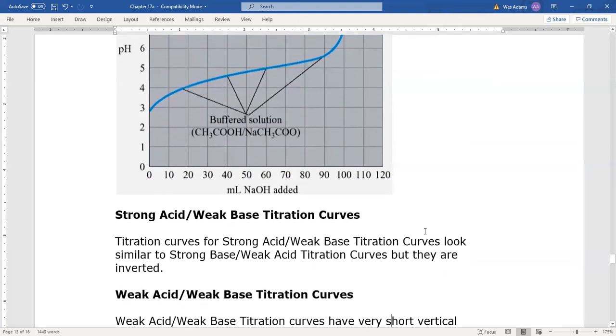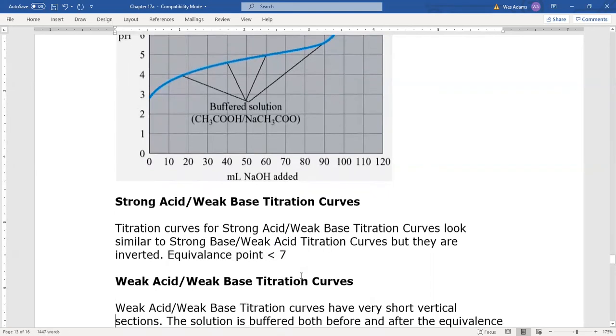Now, just like we were saying, if we did a strong acid with a weak base, they're going to look the same, but they're inverted, and the equivalence point is less than 7. The equivalence point is less than 7. And you just have to keep that in mind.